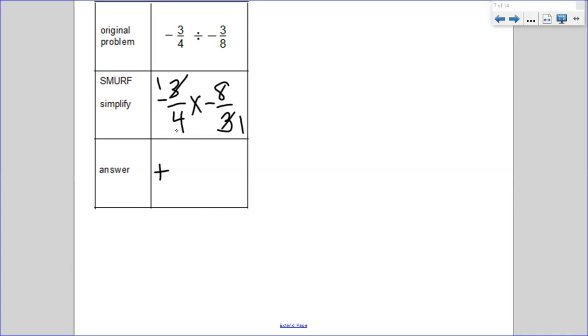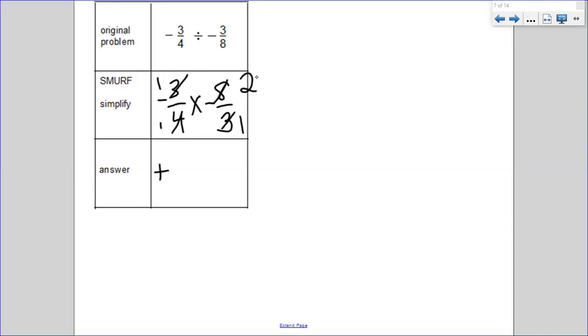Then I look the other way diagonally. Can I reduce these at all? Sure, because 8 and 4 have a greatest common factor of 4. So 4 goes into 4 once, 4 goes into 8 2 times.